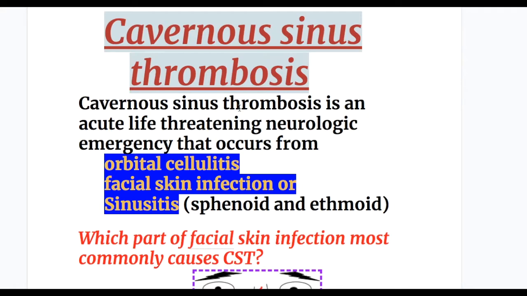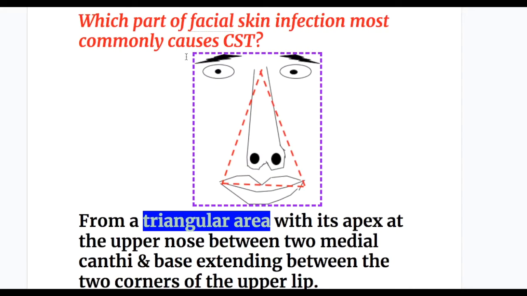Cavernous sinus thrombosis is an acute life-threatening neurological emergency that occurs from number 1. Orbital cellulitis, number 2. Facial skin infections, and number 3. Sinusitis. The most common sinus infections that cause CST are sphenoid and ethmoidal sinusitis. Which part of the facial infection most commonly causes CST? It's a triangular area with its apex at the upper nose between the two medial canthi and the base extending between the two corners of the upper lip.